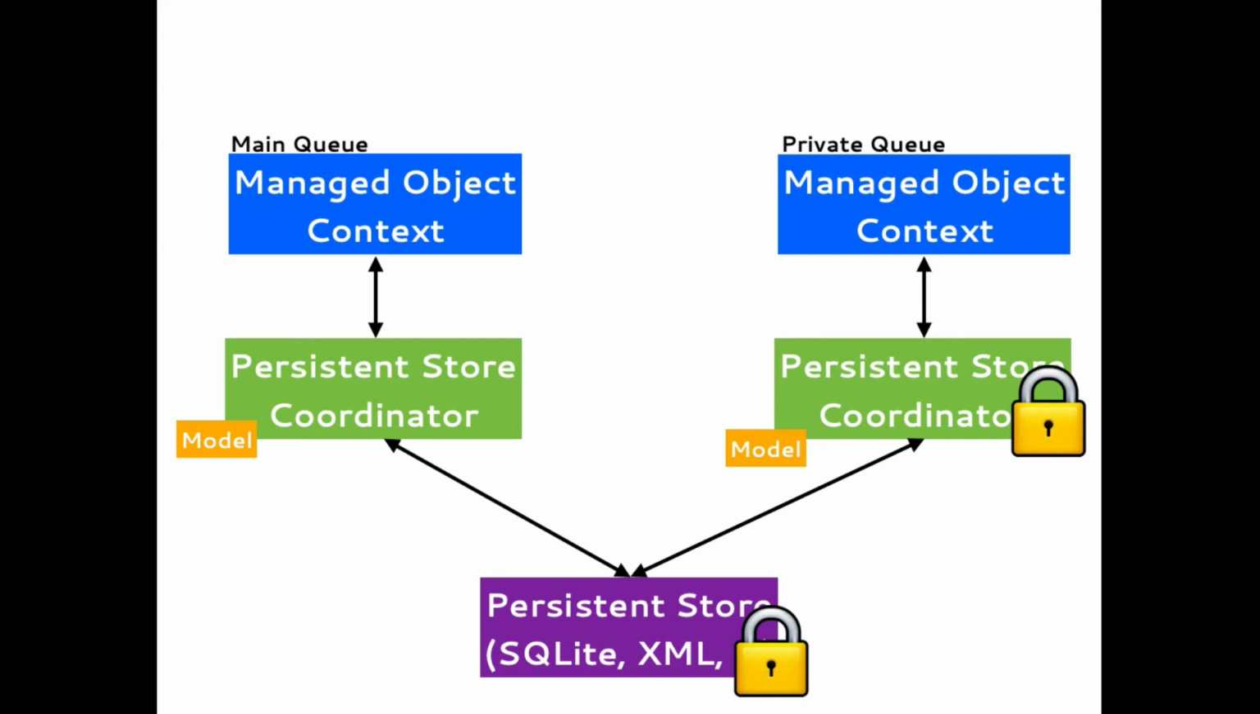But with iOS 7, this issue goes away because we get write-ahead logging for our SQLite stores. What that means is that you get multiple concurrent reads and a single concurrent write on one persistent store, on one SQLite file. So now while this guy is writing, you can have multiple reads coming off of it, and it's not going to appear to block.